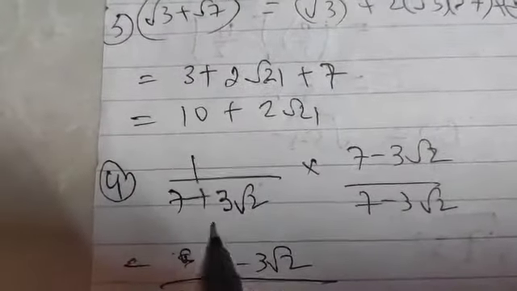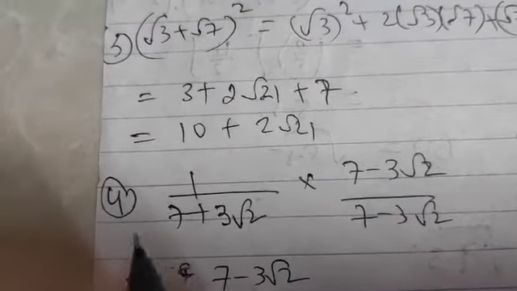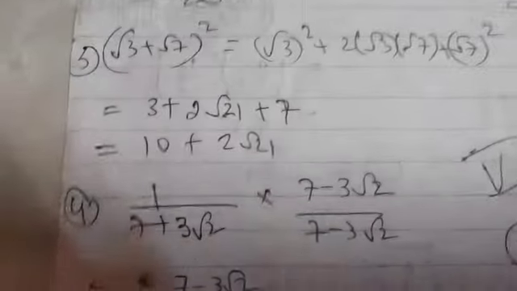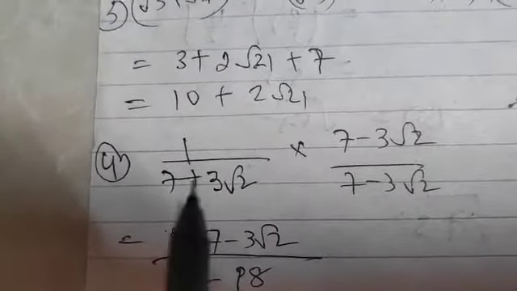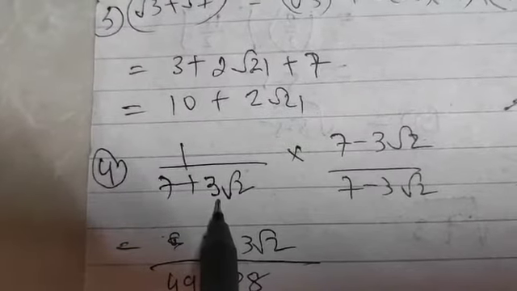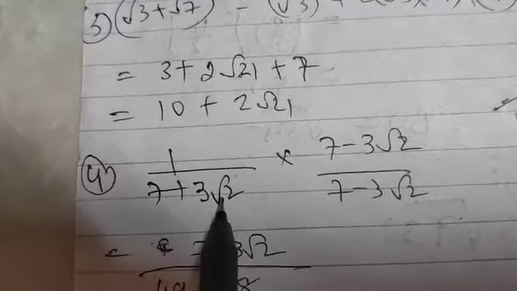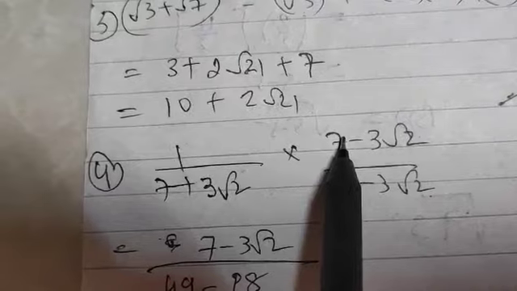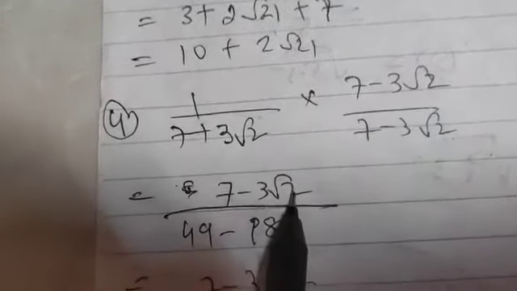Next you have 1 upon 7 plus 3 root 2. So the next particular type is that you have to rationalize the denominator. In all the earlier cases the irrational number was in the numerator, so there was no problem. But if you have an irrational number in the denominator, you cannot leave it like that. You will have to rationalize it. So if I want to rationalize this number, what should I do? I will multiply by its opposite sign. 7 plus 3 root 2 will be multiplied by 7 minus 3 root 2. I will have to multiply the same number above, otherwise the question will change. So now the numerator will be 7 minus 3 root 2.